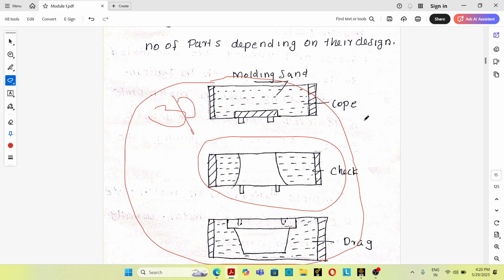Basically three parts. The top portion is known as the cope, the bottom portion is known as the drag, and the middle portion is known as the cheek. So multi-piece patterns are commonly used for complicated castings for easy removal of the pattern from the sand casting mold.